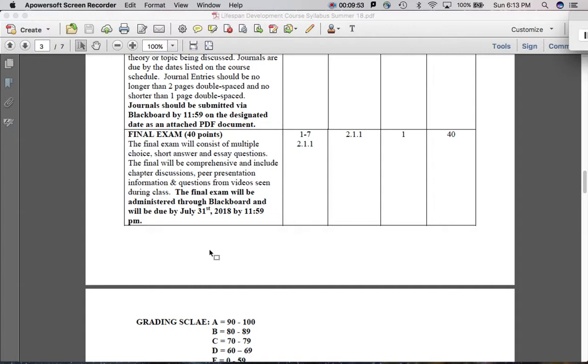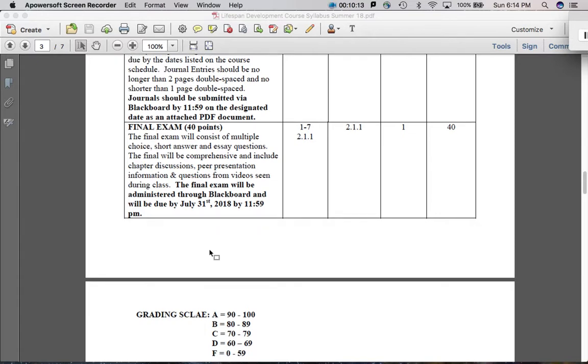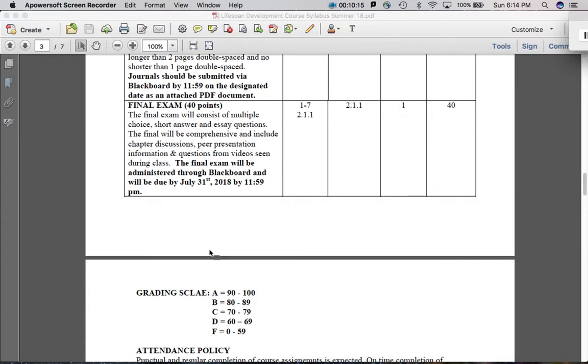Now, last, we are going to have a final exam. We do not have a midterm exam, but we do have a final exam. Your final exam is worth 40% of your final grade, and it's going to be made up of multiple choice, short answer, or essay questions that I may come up with. More than likely, it's probably going to be about 2 or 3 long answer or essay questions that I'll give you, and that's going to be due on July 31st of 2018. I'll open up the exam about 3 days before it's due, and that should give you enough time to complete the exam.